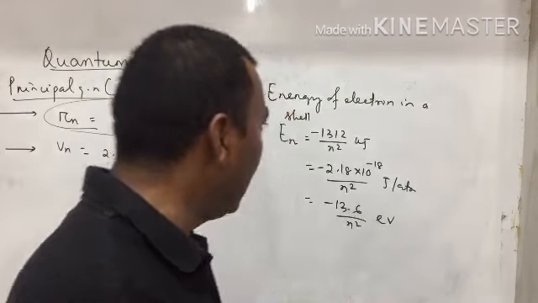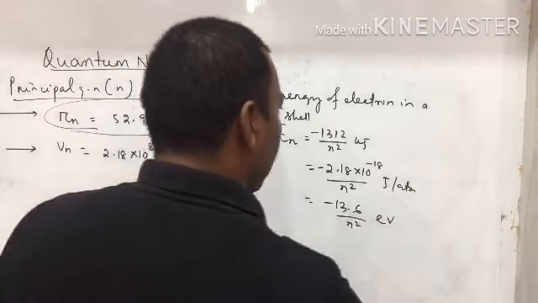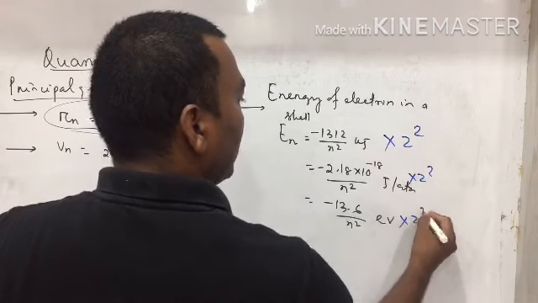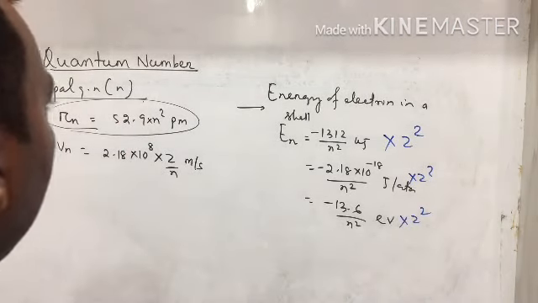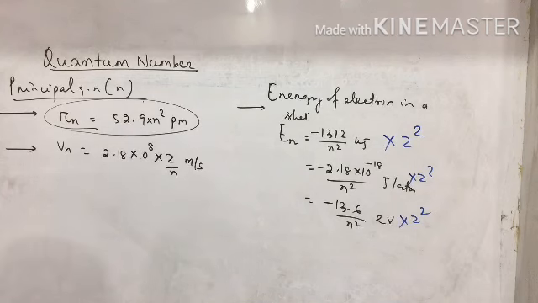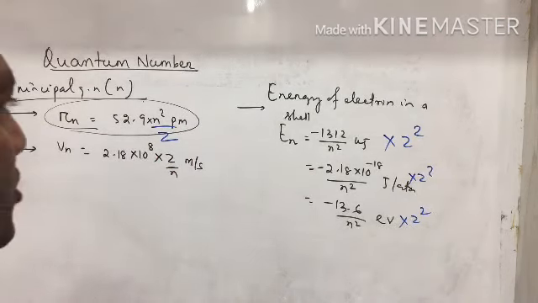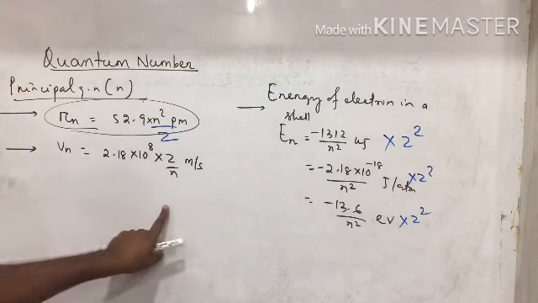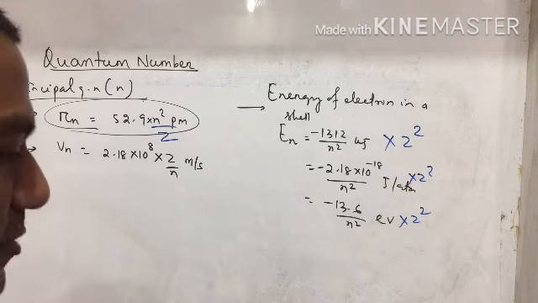But from the very beginning we are reading, this theory is also applicable for hydrogen-like atoms. So when a hydrogen-like atom comes, in energy you will multiply by Z square. What is Z? Z is the atomic number. Similarly, in radius for a hydrogen-like atom, you will multiply by n square by Z. Z is the atomic number. So energy is explained, radius explained, then velocity also explained.